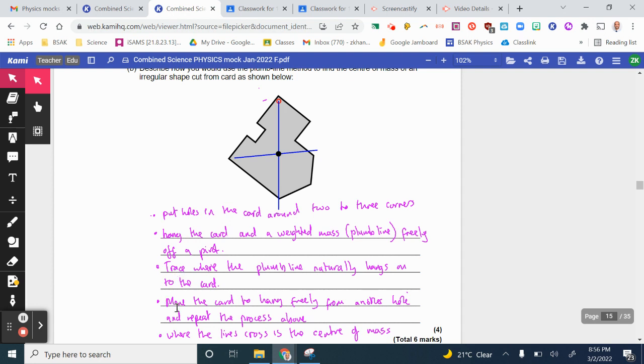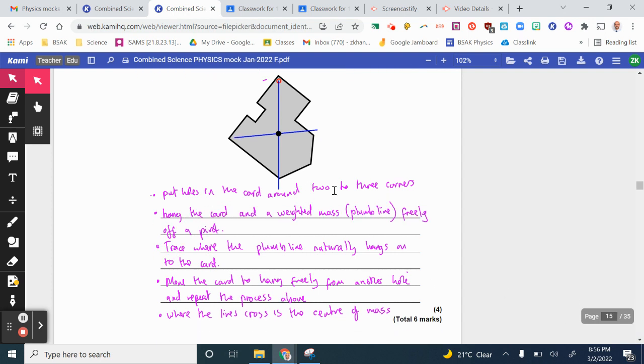Then we're going to remove the card, hang it off a different corner where it freely hangs, and add the plumb line in the same position. And then we're going to repeat the process that we have described above. And what we'll see is lines appear on the card where they will cross, and where the lines cross, that's the position of the center of mass.